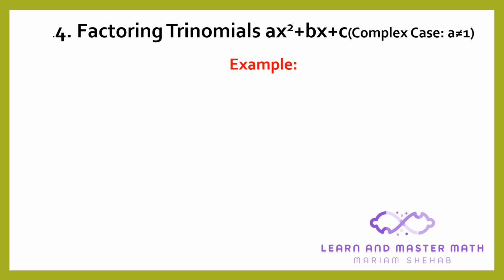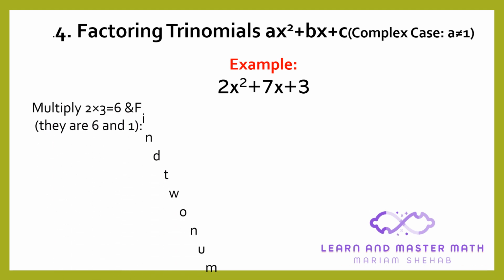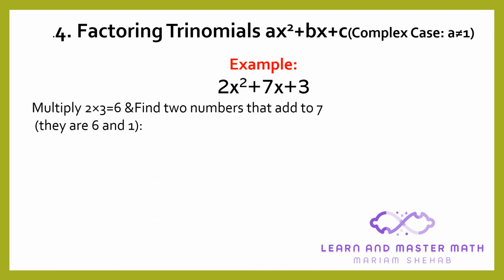Technique number 4. Factoring trinomials of the form ax squared plus bx plus c, where the case a is different than 1. For example, 2x squared plus 7x plus 3. First, you have to multiply 2 and 3 together. Well, let's think of two numbers. Their product is 6, and at the same time, the sum is 7.